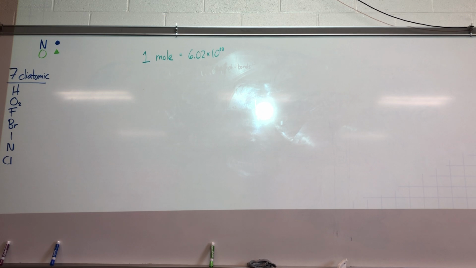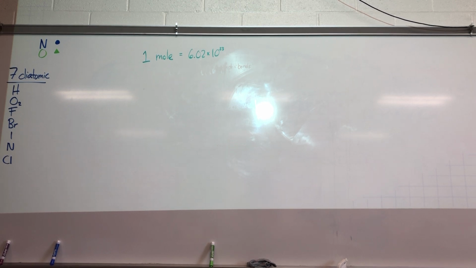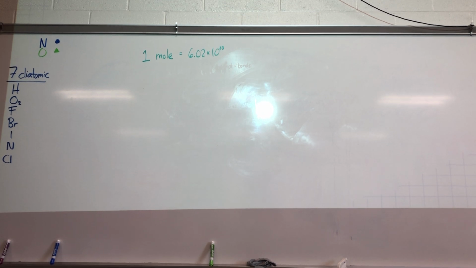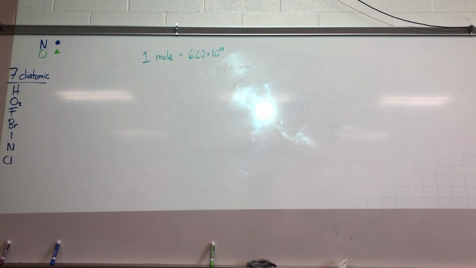I'll pass them around, but this one's a lot heavier than this one. So how's that possible? How can this be a mole and this be a mole, but they not be the same size or the same weight? Well, if you have a dozen chickens and a dozen donuts, they're not going to weigh the same. It's just the same as a dozen.